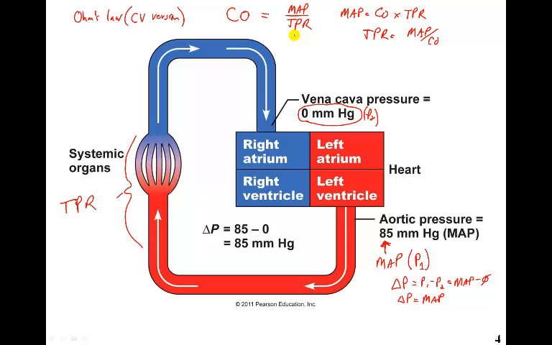But first I want to understand blood flow. I want to understand the factors that determine what the pressure is and what the resistance is, right? If we can understand the factors that determine pressure and the factors that determine resistance, then we will have basically understood the factors that determine cardiac output.